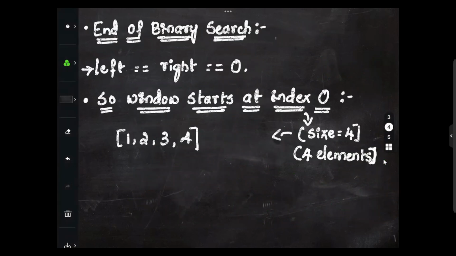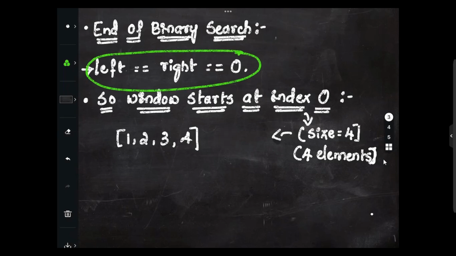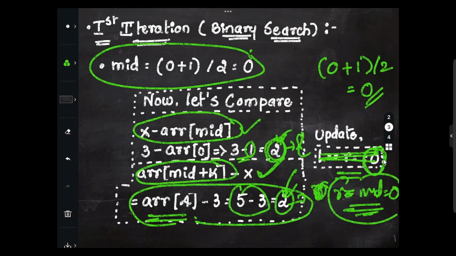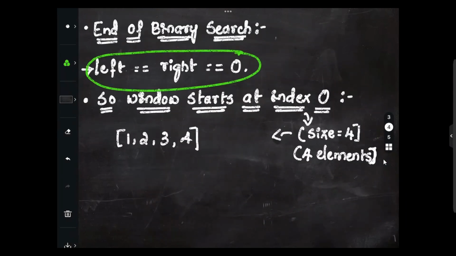Let's go with this one. Next step is we are done with the binary search, right? Now we will initialize left and right to 0. Sorry, I got confused here. After we know this is the end of the binary search, we are initializing left and right to 0 again. So the window starts at index 0.